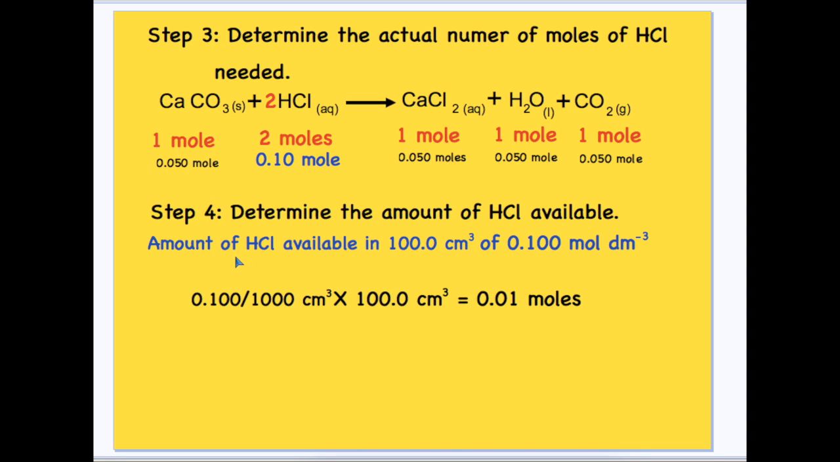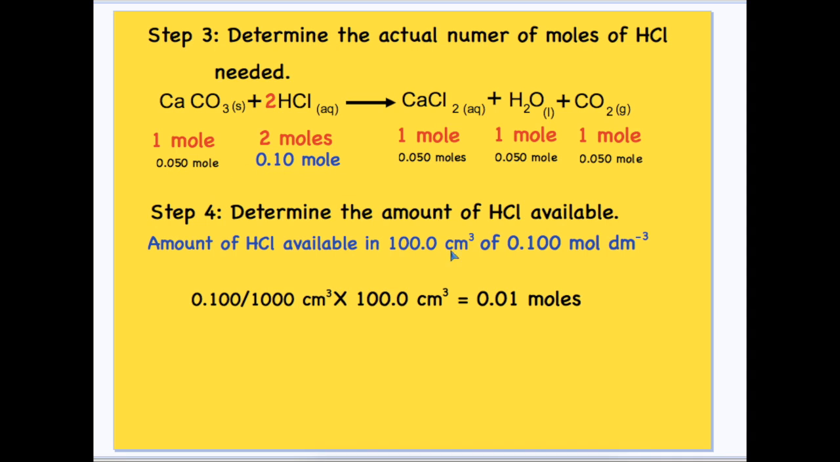But we're only provided with 100 cubic centimeters, or 100 milliliters, of 0.1 molar hydrochloric acid. In 1 liter, we would have 0.1 moles. So in only 100 cubic centimeters, or 100 milliliters, we would have 1/10 of that, which is 0.01 moles, significantly less than the 0.10 moles needed for the complete reaction.